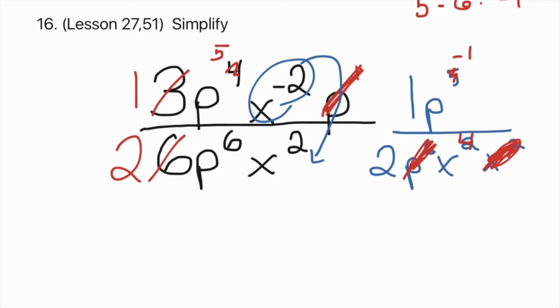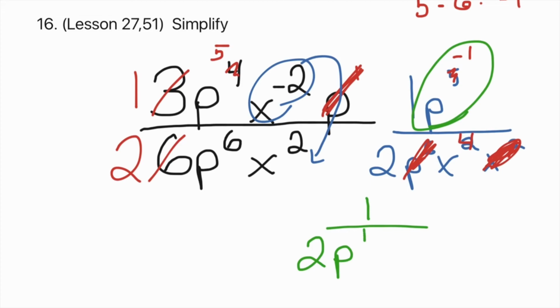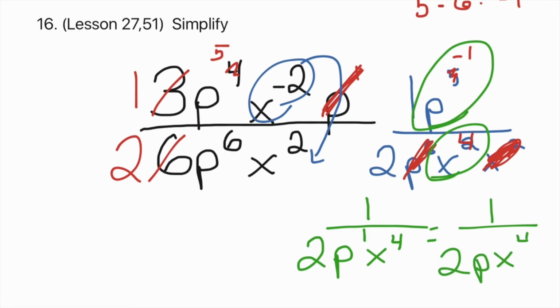Notice I crossed off that p to the 6th on the bottom because we combined them and kept it up in the numerator. However, now we have p to a negative exponent. So just like we did with the x's earlier, we have to take that and move it down to the denominator to make it positive. So we have 1 over 2. That p to the negative 1 will move to the denominator, so p to the positive 1. And then we still have our x to the 4th. And we don't need to show p to the 1st power, so I'm just going to rewrite it without that.